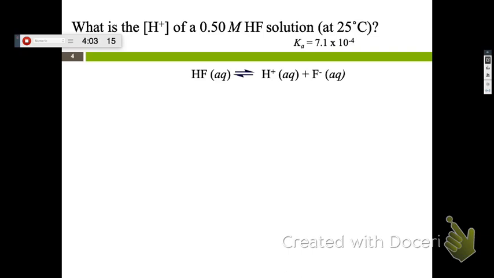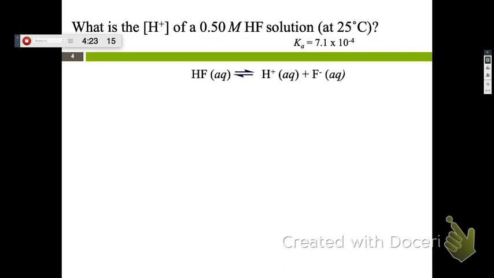Josh? So shouldn't H and F be 0? They haven't formed yet, but then it says 0.5 HF, so that's the initial. Great, I just want you to use units and charges. So 0.50 molar is our starting concentration of the hydrofluoric acid where they're together.